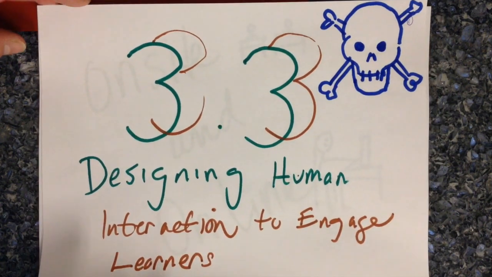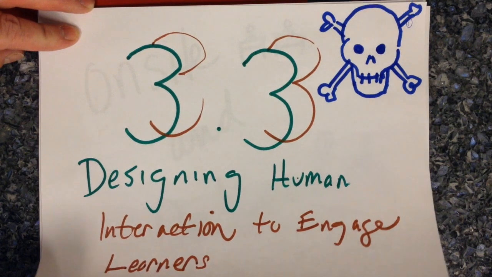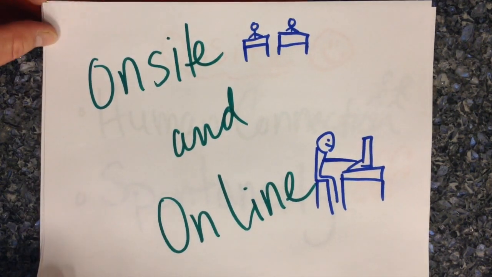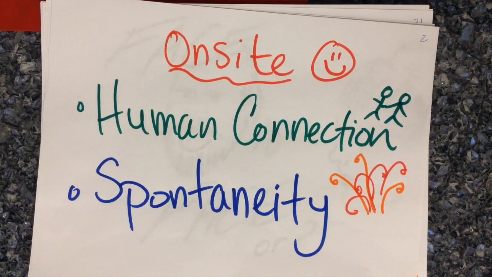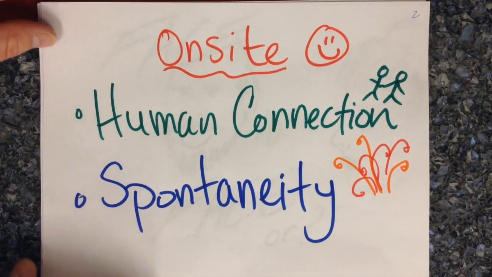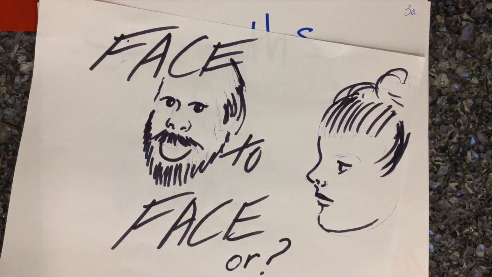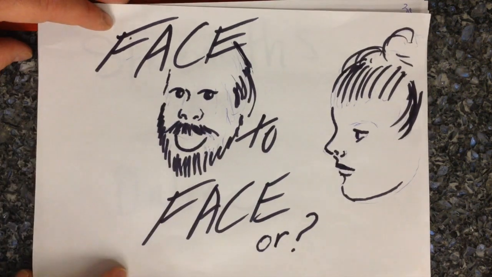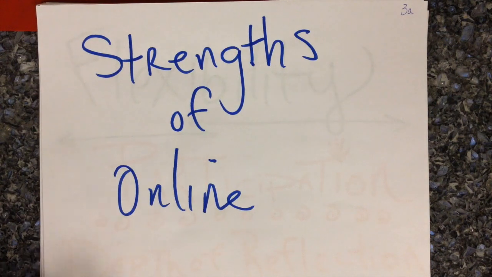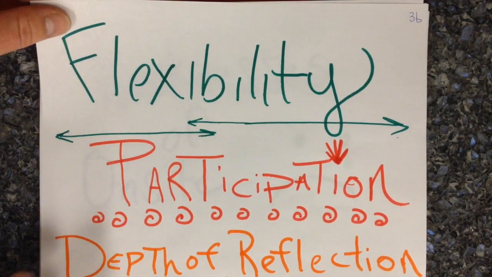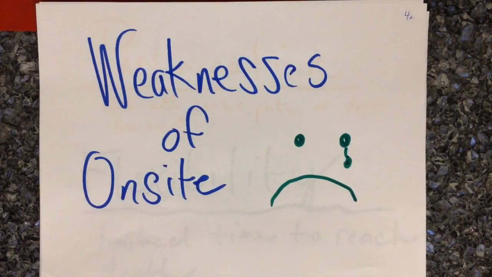3.3, designing human interactions to engage learners. The strengths of online and on-site learning. The strengths of on-site learning are the human connection and spontaneity. Strengths of online learning, flexibility, participation, and the depth of reflection.